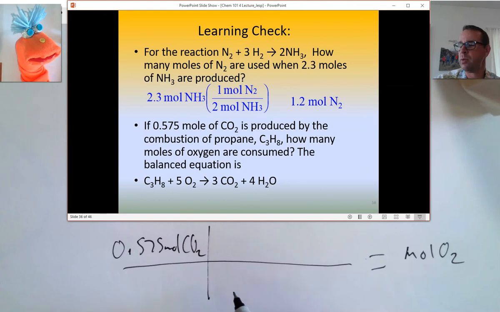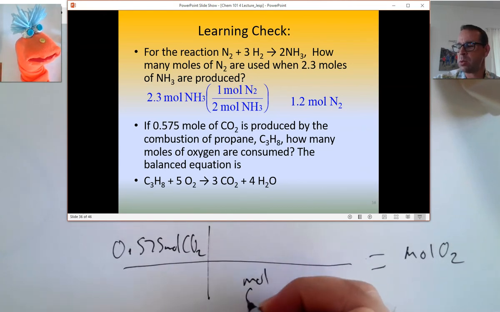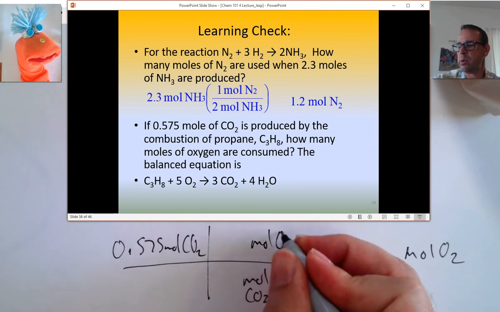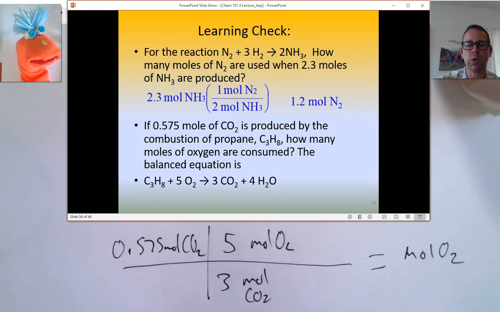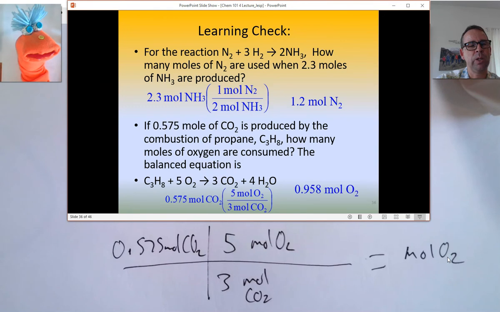So, I want to get from moles of carbon dioxide to moles of oxygen. Can I do that? Do we know that relationship? It's the equation, right? That's right. The equation tells us that we have what? How many moles of oxygen? 5. For every, how many? 3. That's right, 3 moles of carbon dioxide. And again, this is from our stoichiometry, or our coefficients here. 5 of oxygen go in, and 3 of carbon dioxide come out. So I take 0.575 times 5 and divide by 3 to get the moles of oxygen. Good.